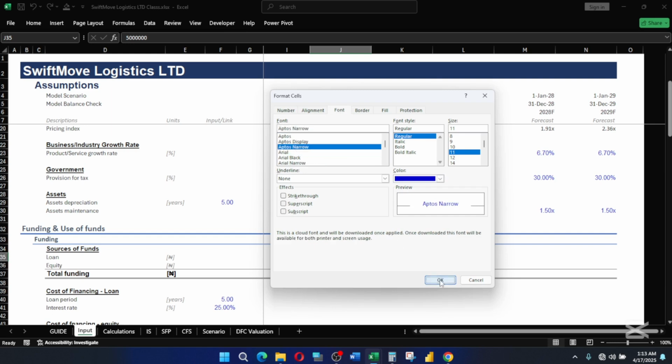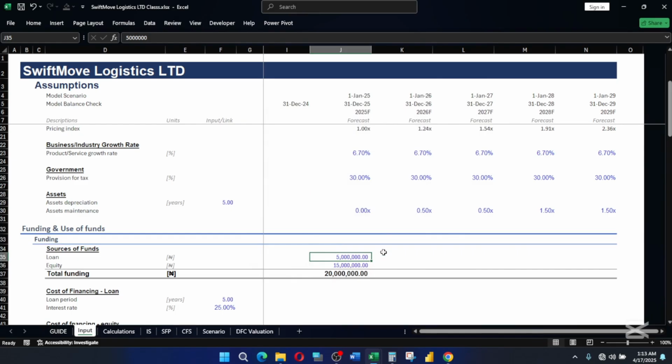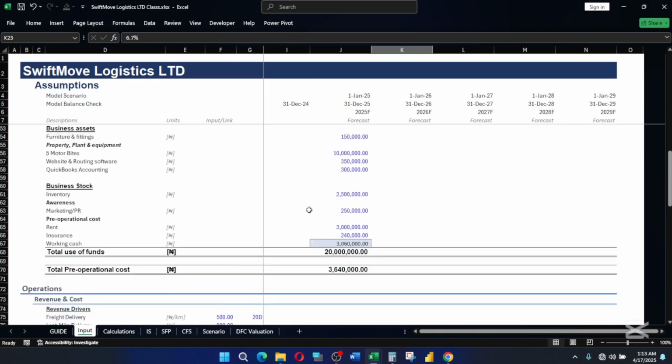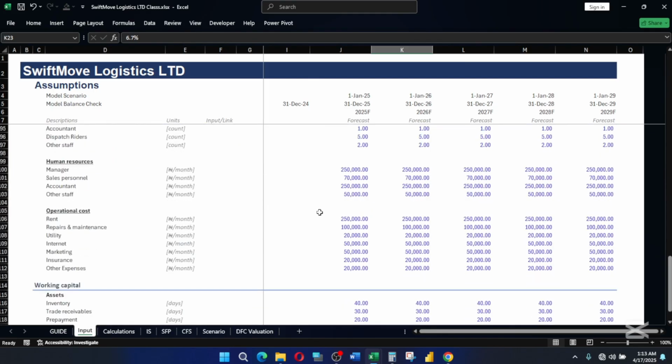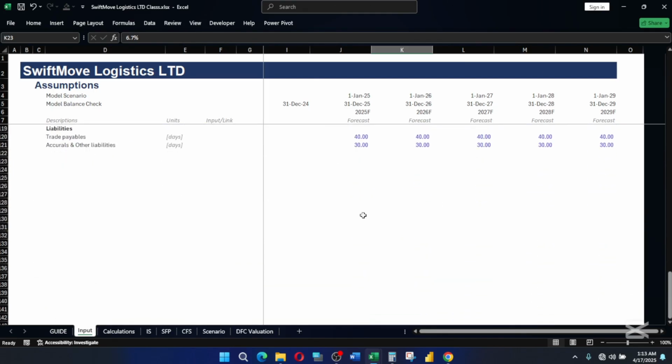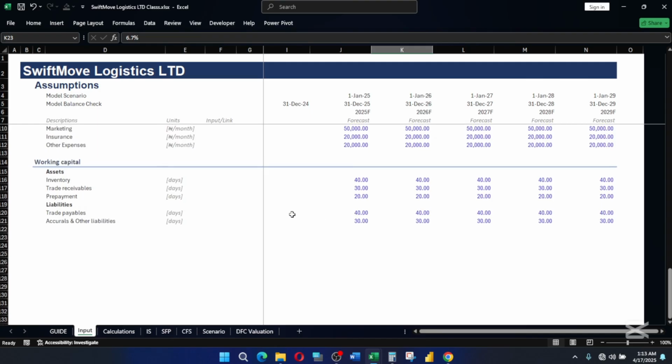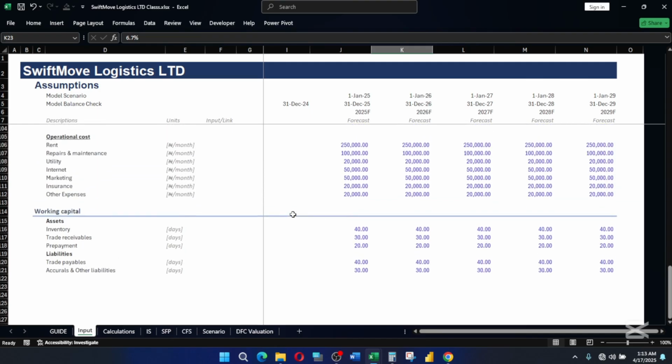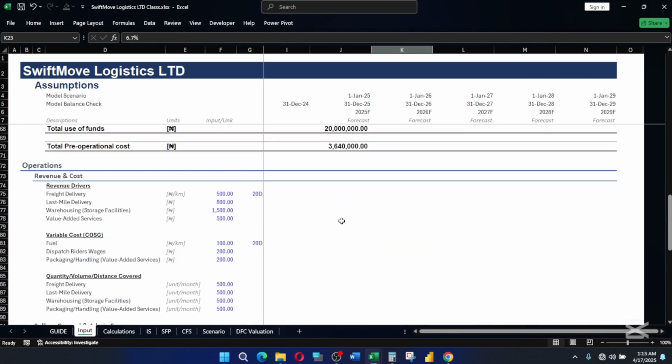This is the font I want. Right, so I think that has been effected. Right, something like this. And that's now seeing very, very big, as if I have eye problem. So we are done with our assumption. Now this is our assumption. We have completed our assumption.